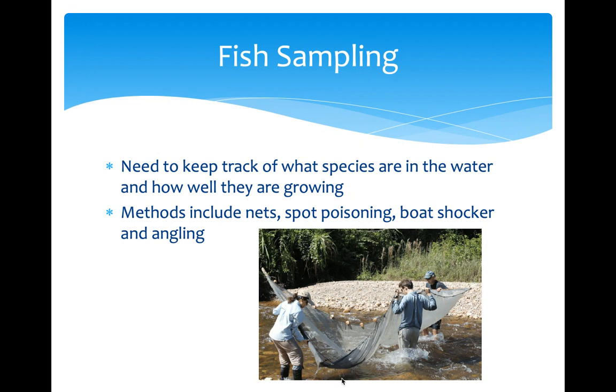But you can also do some other methods as far as things like angling and spot poisoning and boat shocker. But I would say probably the easiest thing to do is to use those nets, pull them up, take a look at them, get a sample of what's going on with the fish, and you can do a better job of keeping an eye on what you have living in your pond.